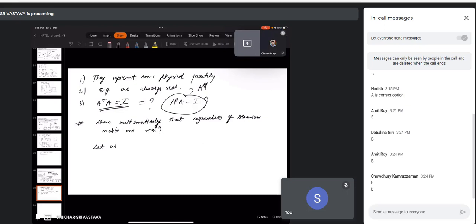Sir, its eigenvalue can be negative too, right? Yes, its eigenvalue can be negative, but it should be real. It should not be complex.